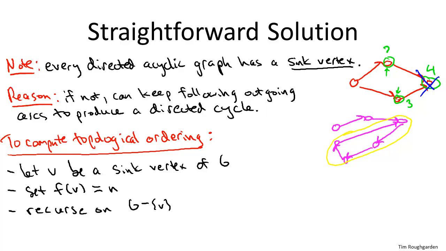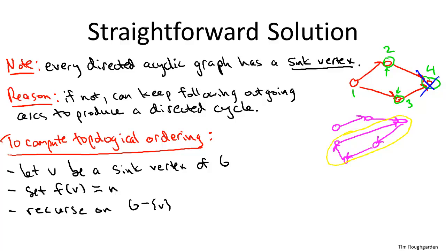So why does this algorithm work? Well, there's just two quick observations we need. So first of all, we need to argue that it makes sense that in every recursive call, we can indeed find a sink vertex that we can assign to the final position that's still unfilled.